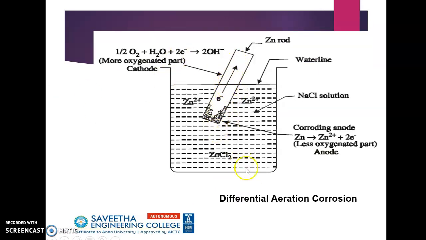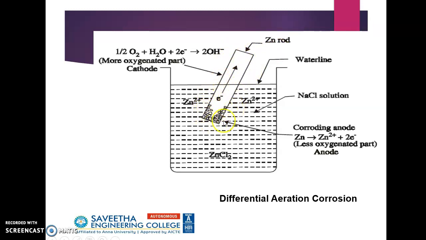This is an example for differential aeration. You see a zinc rod immersed partially in sodium chloride solution. The zinc rod inside the electrolyte will be exposed to less oxygen, and the zinc rod above the sodium chloride solution is exposed to more oxygen. Here, the less oxygenated area will behave like anode, and the more oxygenated area will behave like cathode.